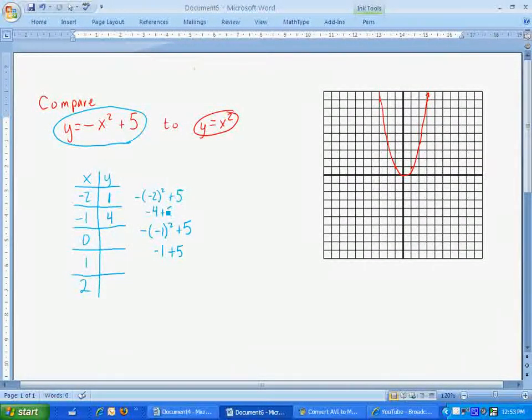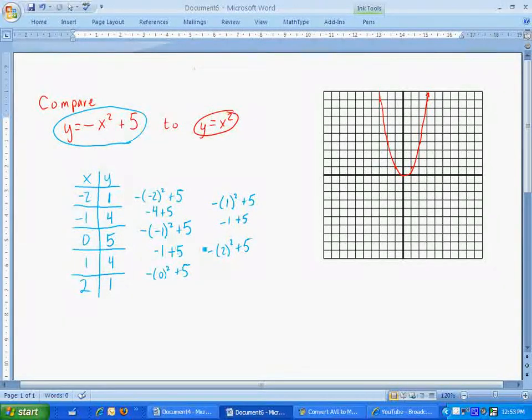Now I'll put in the 0. So negative 0 squared plus 5. It should be fairly obvious that negative 0 is still 0, so that'll just be 5. And then I'll do the other ones. Negative 1 squared plus 5. So 1 squared is 1, so negative 1 plus 5 again is 4. And then if you work out the last one, we should end up getting 1 here.